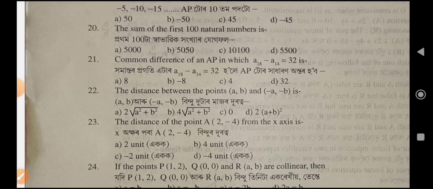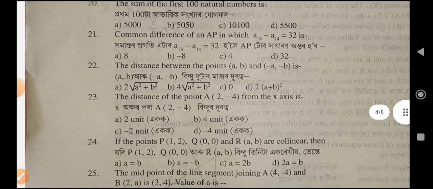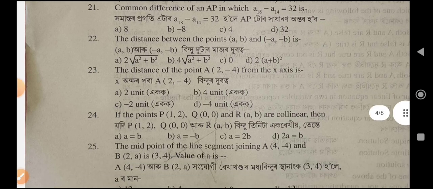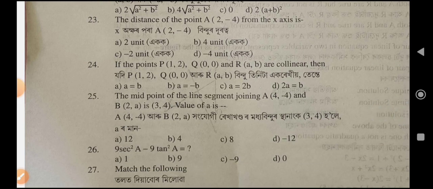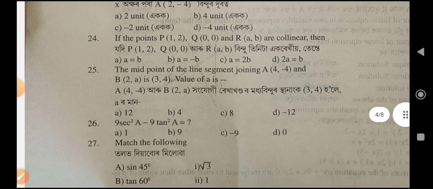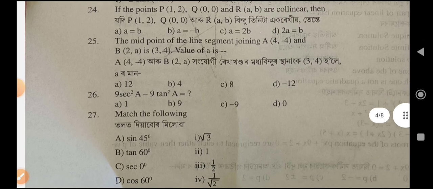21, it will be A. 22, A. 23, the answer will be option B. 24, the answer will be option D. 25, the answer will be your option A, 12. 26, the answer will be option B.